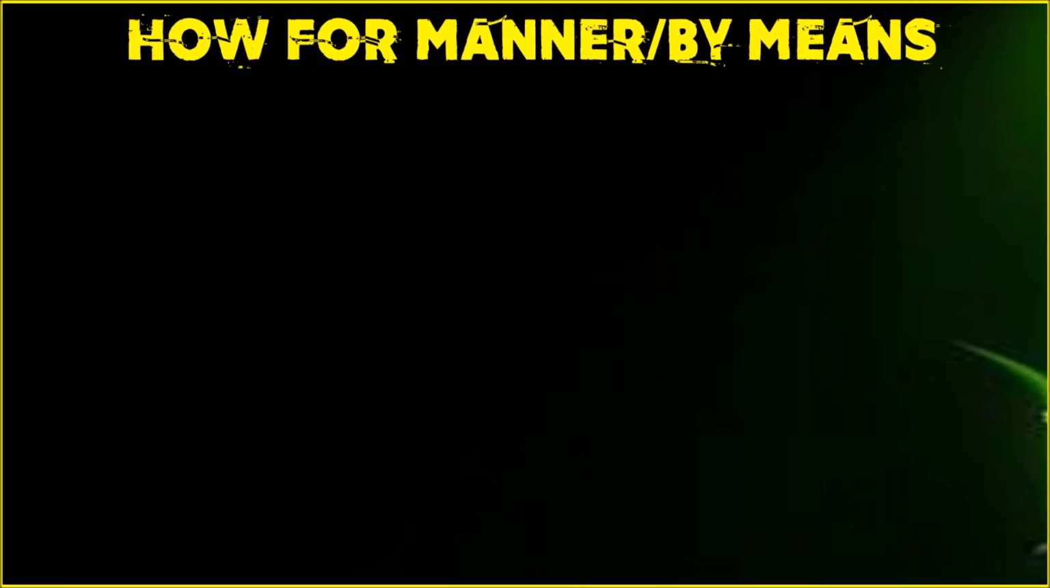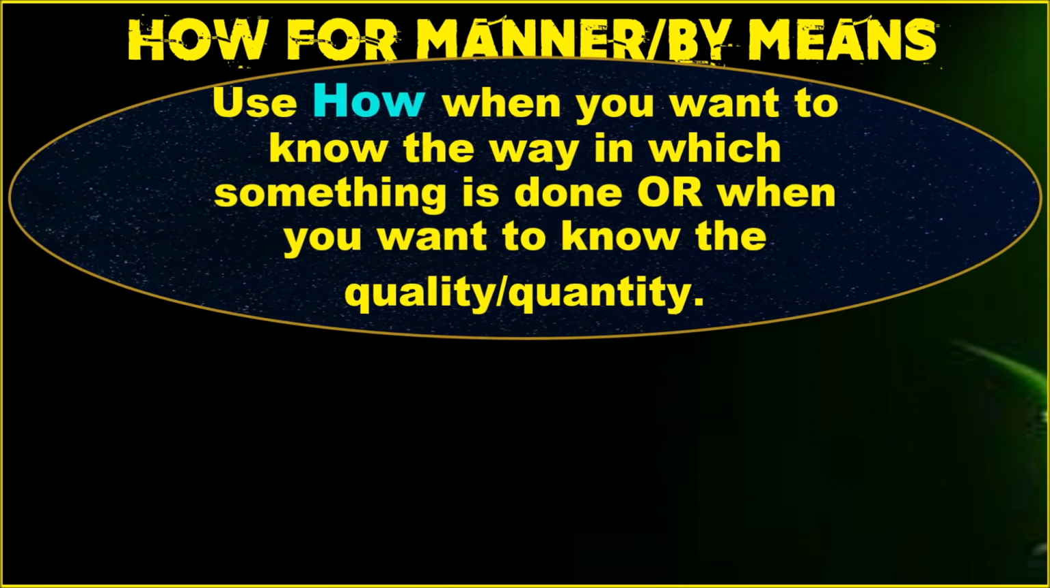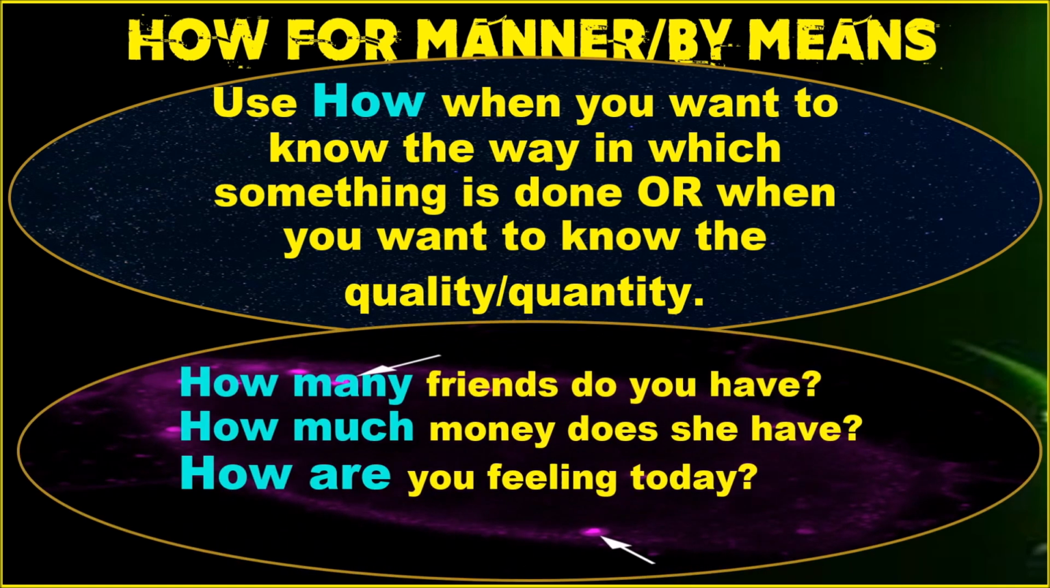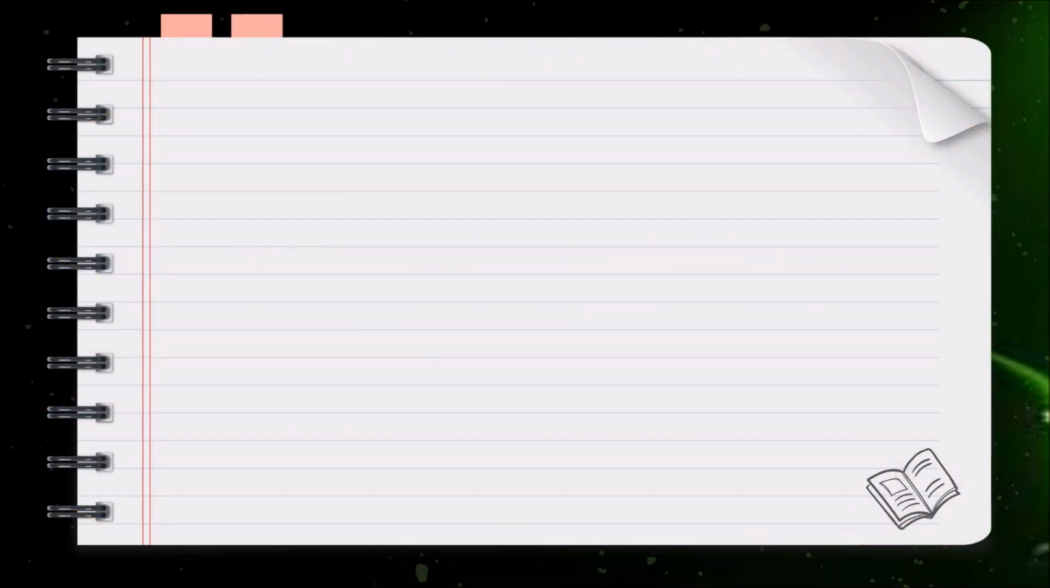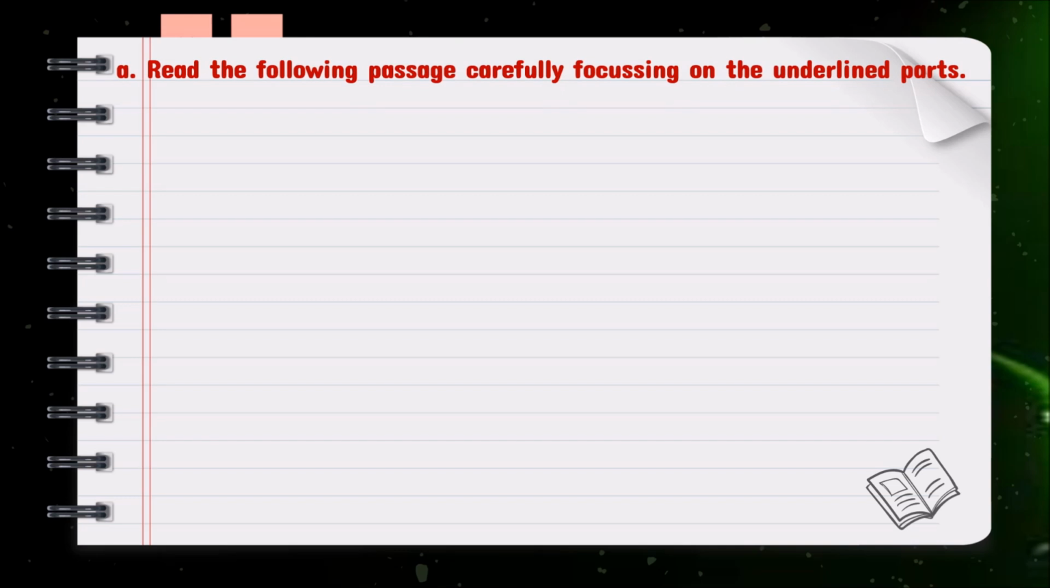So, how is for manner or by means. Here, use how when you want to know the way in which something is done, or when you want to know the quality or quantity. How many friends do you have? How much money does she have? And how are you feeling today? How is your mom?